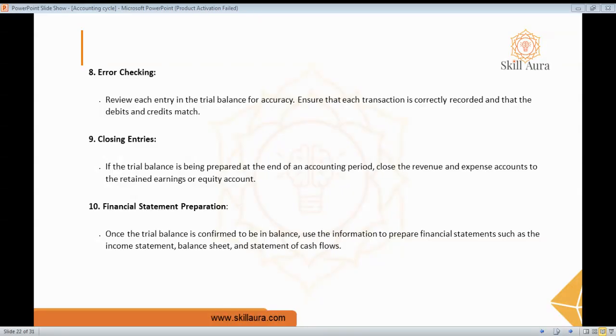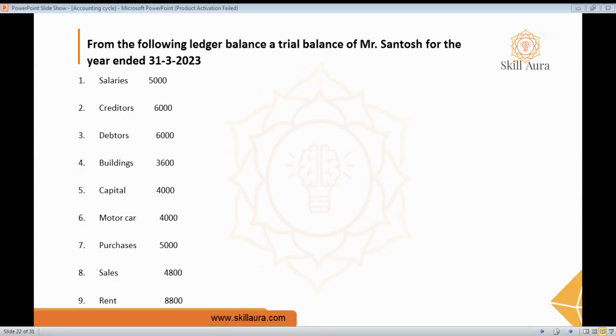After preparing this trial balance, at the end of the accounting period you're going to close the revenue and expenses accounts to the retained earnings or equity account. And the last one is financial statement preparation. Once the trial balance is confirmed to be balanced, use the information to prepare the financial statements like income statement, balance sheet, and statement of cash flow.